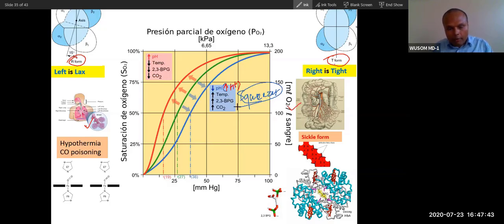These are the squeezers. At the tissue, carbon dioxide concentration is very high and pH is low, which means hydrogen concentration is very high. These two components cause a squeezing effect. This is called Bohr's effect. Because of the squeezing effect, oxygen will be released at the tissue side, at the periphery. Right is tight, at the right side, so here oxygen will be released.